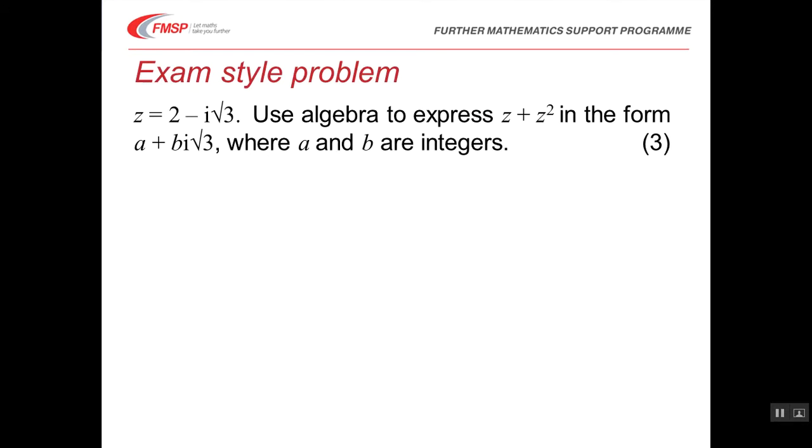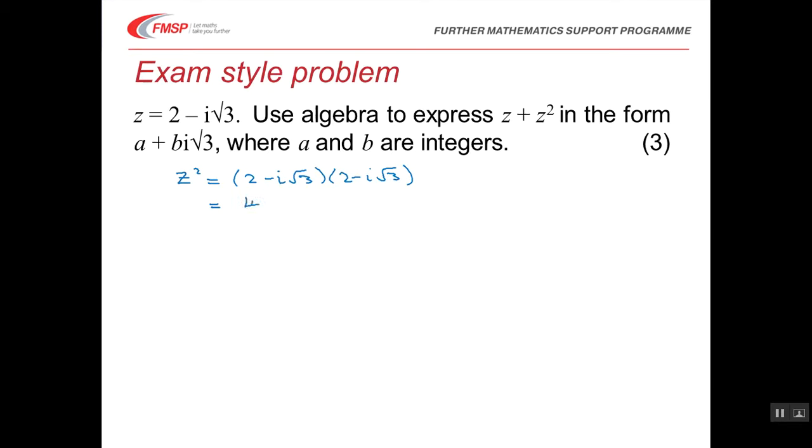So here's an exam style question. We're given z is 2 minus i root 3, and we're going to use algebra to express z plus z squared in the form a plus bi root 3, where a and b are integers. This is a 3-mark question. So the first thing I would do would be perhaps separately to do z squared. So z squared is 2 minus i root 3 times 2 minus i root 3.